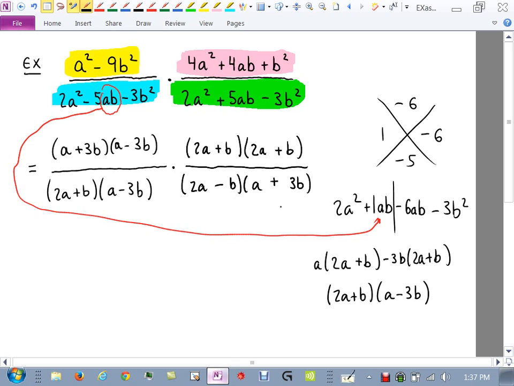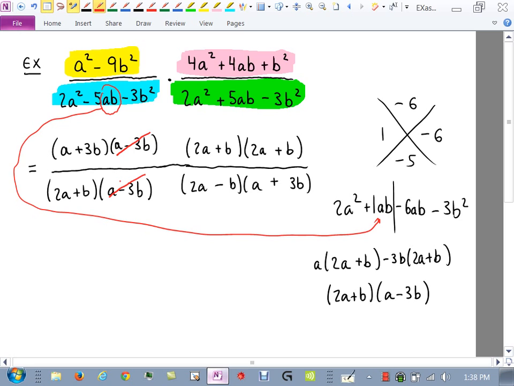2a squared plus 6 minus, minus. Yeah? Okay? So I left a lot of work out there, right? Because this is multiplication, I could just view this as one big division bar and then just start canceling stuff out. Because multiplication, you just wind up putting them all together anyway, right? Okay, so let's just start canceling things that match. They have to match exactly.